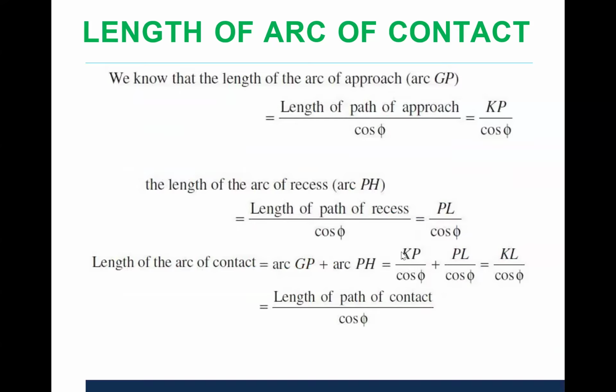So the arc of approach is given by path of approach upon cos phi, KP upon cos phi, and arc of recess we can calculate by path of recess upon cos phi, PL upon cos phi. So total length of arc of contact is given by length of path of contact upon cos phi.